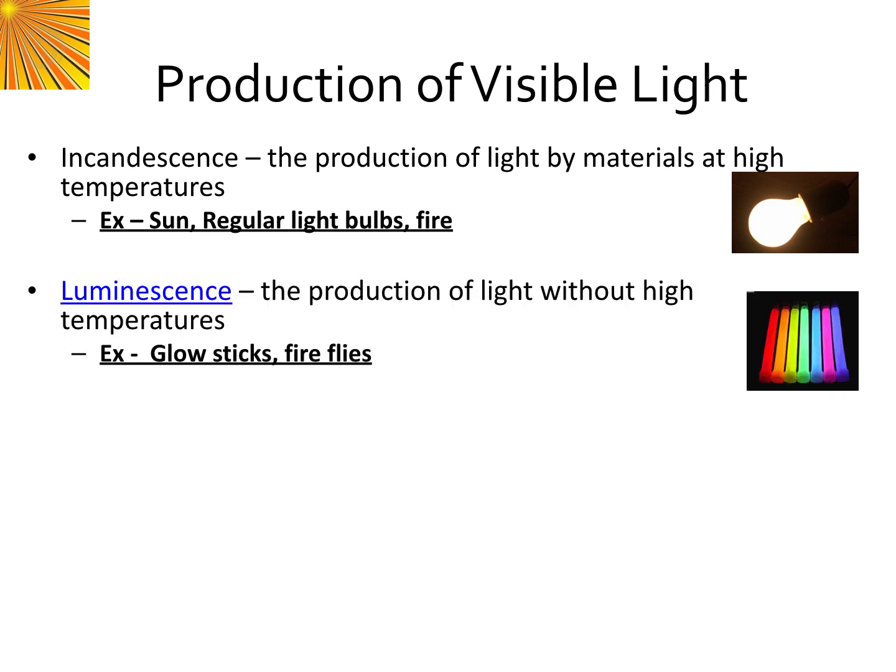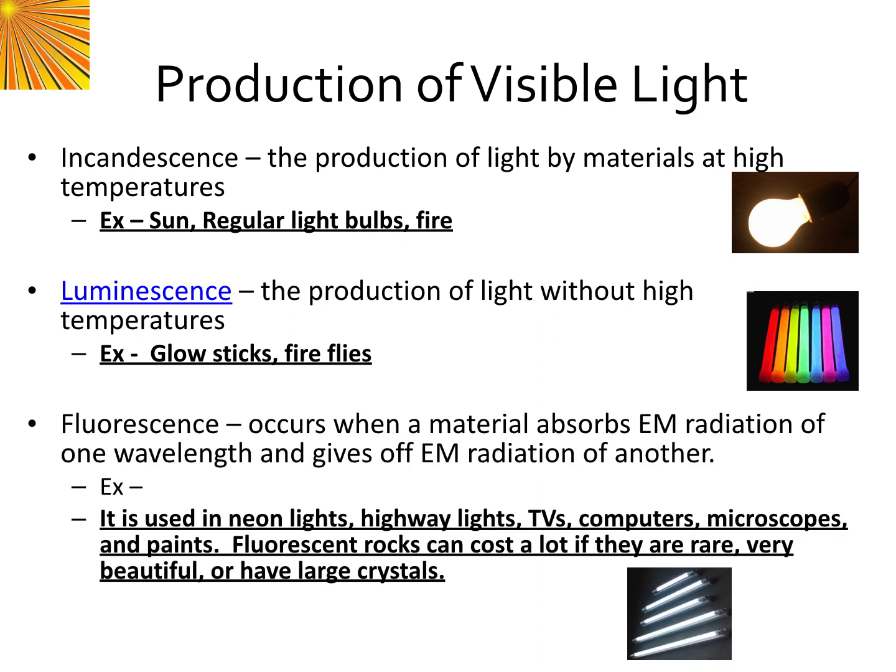There is luminescence, which is the production of light without high temperatures. My picture here is a glow stick, or a firefly uses luminescence. So does a jellyfish. That's bioluminescence, which is luminescence produced by things that are alive. Fireflies would be in that same category. And then we have fluorescence, when a material absorbs EM radiation of one wavelength and gives off EM radiation of another. This is in neon lights, highway lights, some TVs and computers.